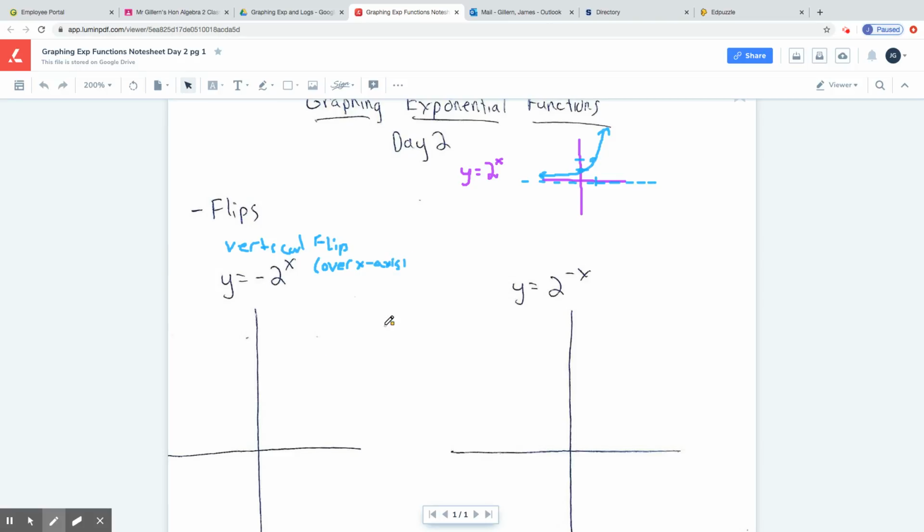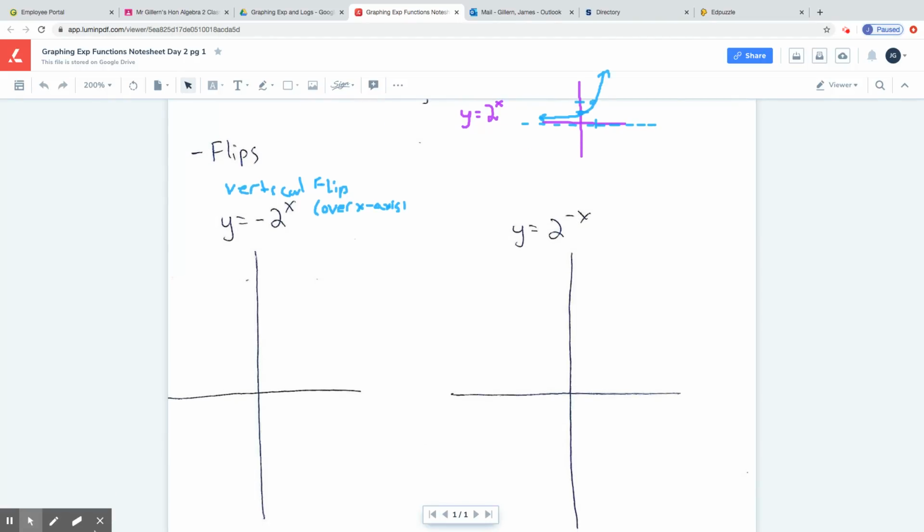So let's take a look at what this is going to look like. Whenever you see this negative out in front, that is an indication that we have a vertical flip. Now notice there's just an x here. It's not x minus 1, x minus 2, so there's no sliding it left or right. There's no number over here, so there's no sliding it up or down. That means the horizontal asymptote stayed at 0.